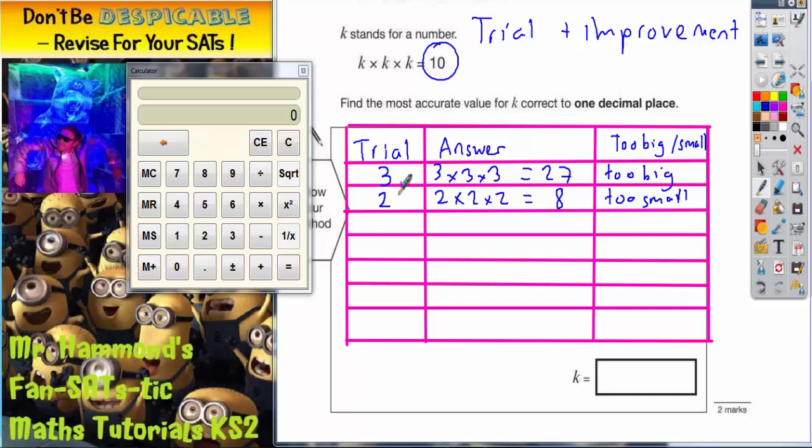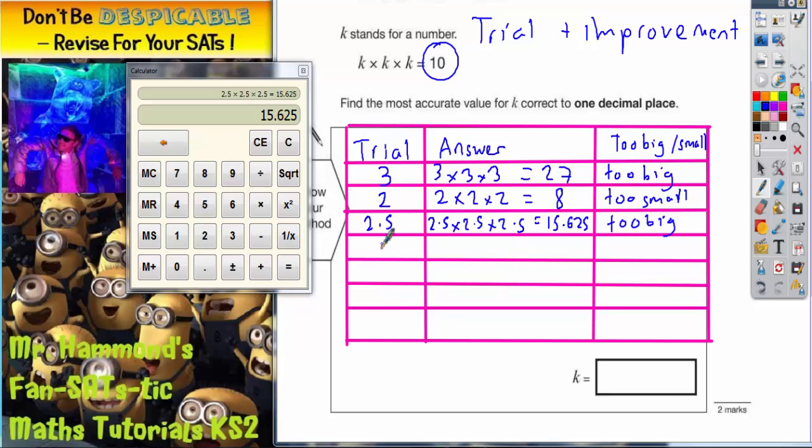But we know that if 3 is too big and 2 is too small, the answer must be between 3 and 2. So the next logical thing to do is try something that's halfway between. Halfway between them is 2.5. So now we want to do 2.5 times 2.5 times 2.5. And this is where the calculator comes in. 2.5 times 2.5 times 2.5 equals 15.625. Which is too big because we're trying to make 10.